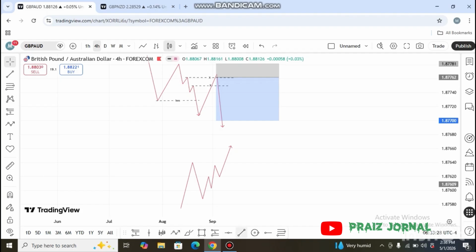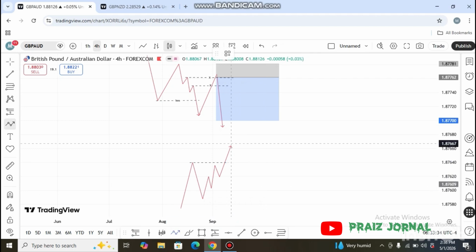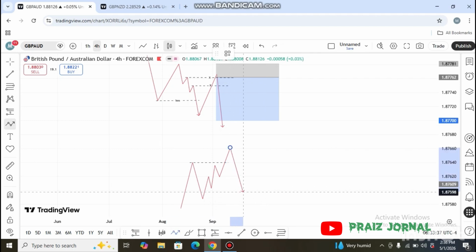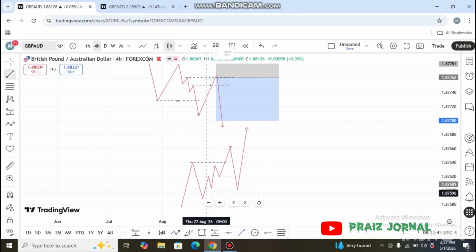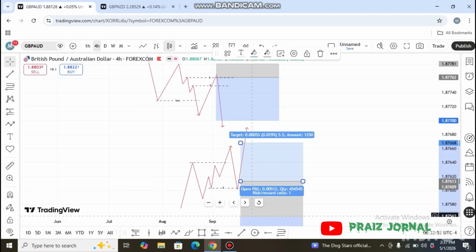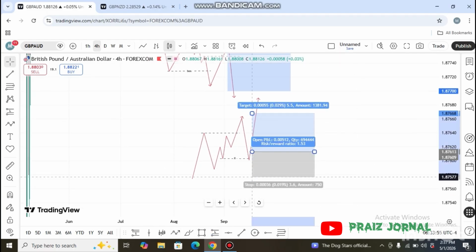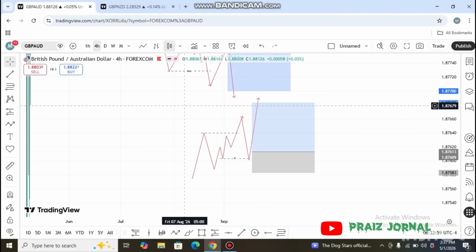So you identify this as a break of structure, and you wait for the market to retrace back down to a discount level and let the market take out liquidity before we can buy to the upside. So you identify this as a sweep of liquidity. Then you can now buy and target to the upside. This is the best way to trade.